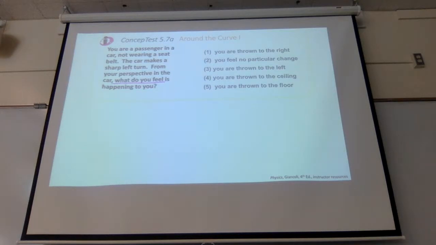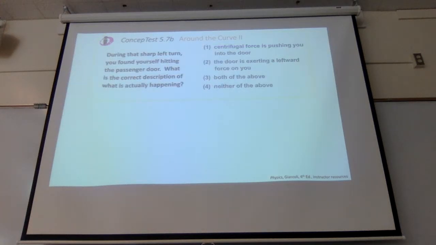Yeah, you feel like you're being thrown to the right when the car makes a left turn. However, what is really happening? What is the correct description of what is happening? And this takes it a little bit farther than what I described earlier. What are you actually feeling, assuming that you stay in the car because the door is closed?